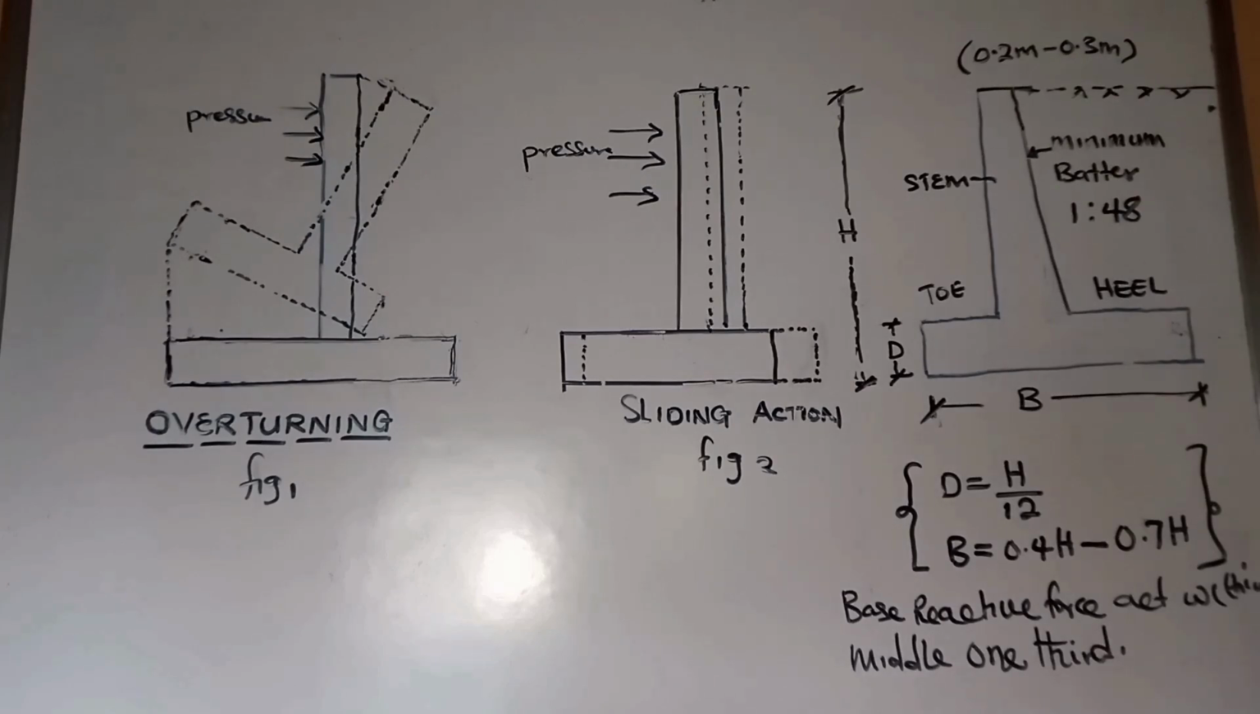The D value is H over 12, while B is between 0.4H and 0.7H. So you can choose values within that range. Your depth of footing, which is your base, can be your height divided by 12. Once you choose values from these on the board, you can be sure of having a section that will satisfy the stability requirement of your retaining wall. So we can pick a section depending on the height.